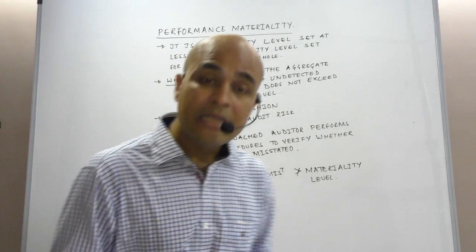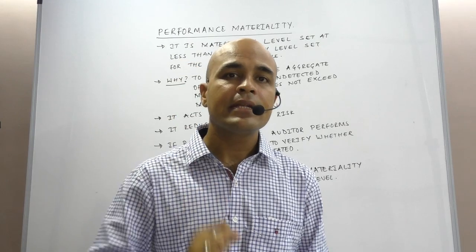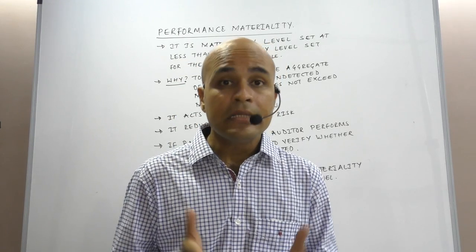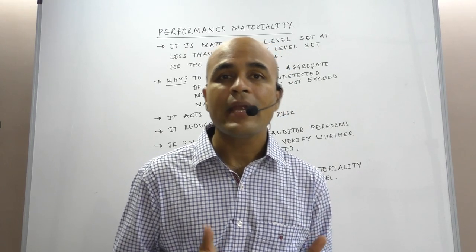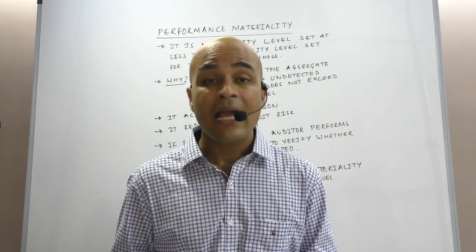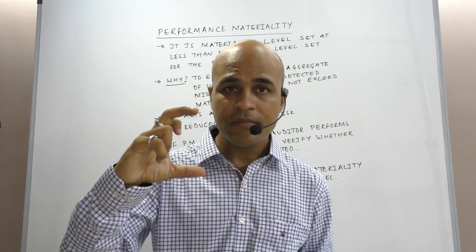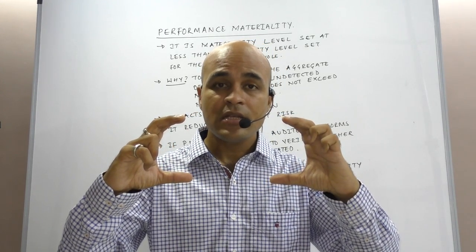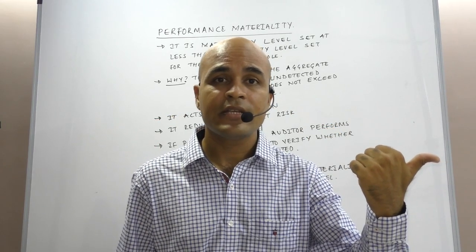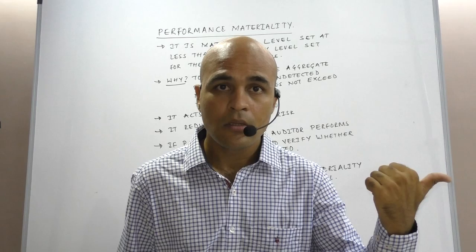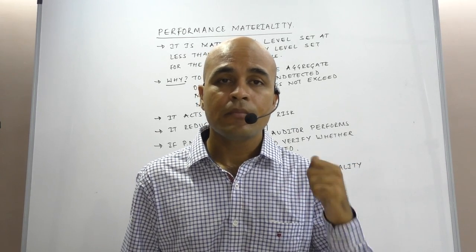The biggest question here is, what to do if performance materiality is approached? Simple, in such cases, the auditor will have to perform additional procedures. And he has to ensure that the aggregate of uncorrected misstatements and undetected misstatements does not exceed the materiality level set for the financial statements as a whole. This is the reason why the auditor sets performance materiality.